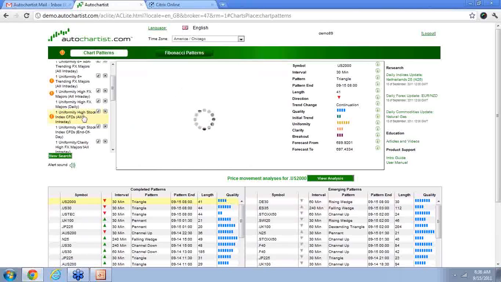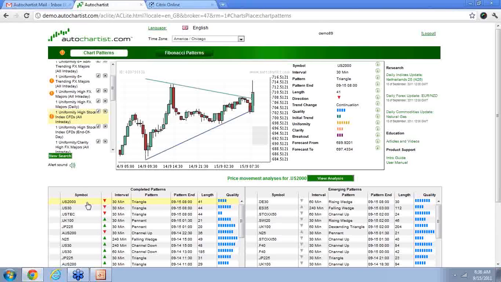Now, here are some patterns that just popped up this morning in the stock indices. This is the U.S. 2000. It's like a small cap CFD. And this one is going to show us a high uniformity rating, or at least six or better. And it's a triangle pattern, so it's a non-trending pattern, which means we're looking at a breakout of a triangle. Okay, so this is the kind of action we're looking at this morning.